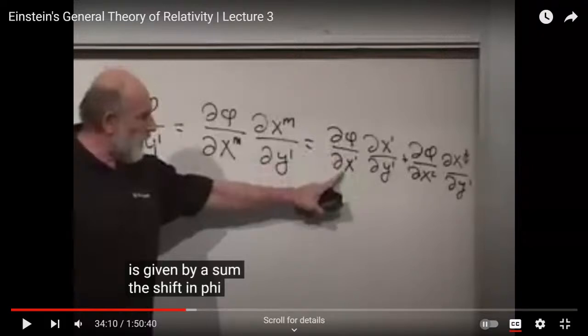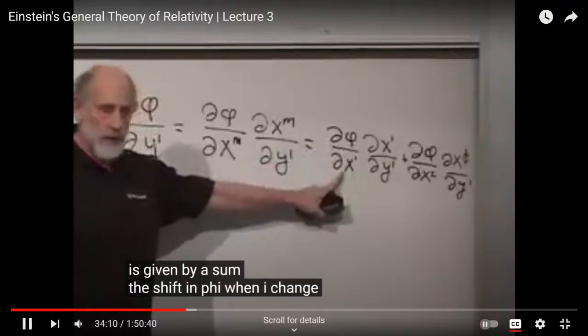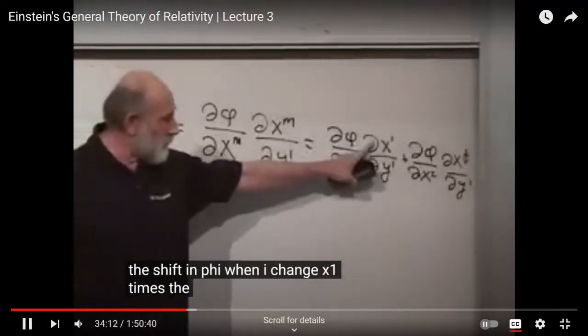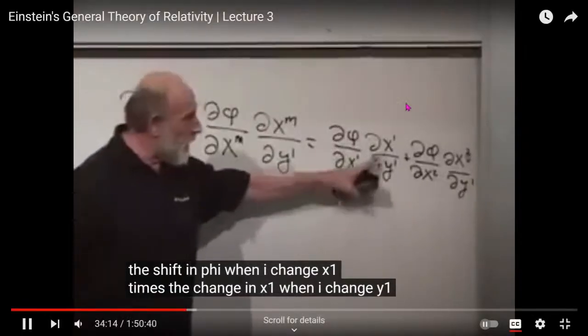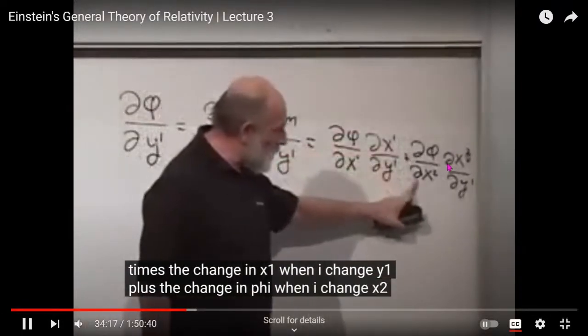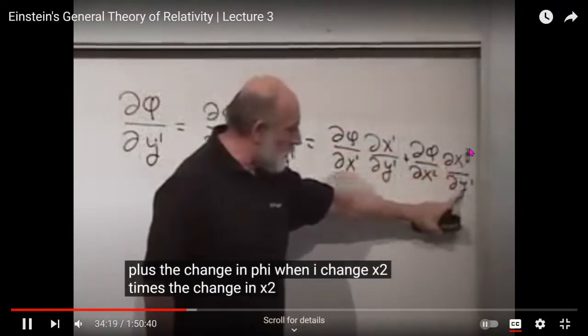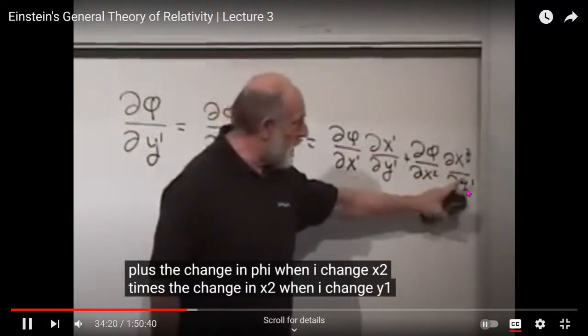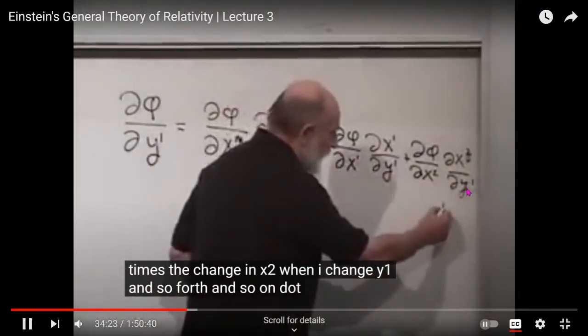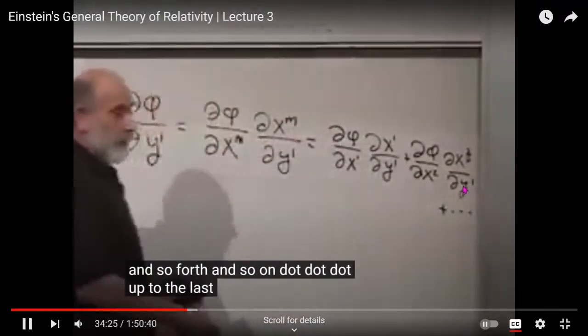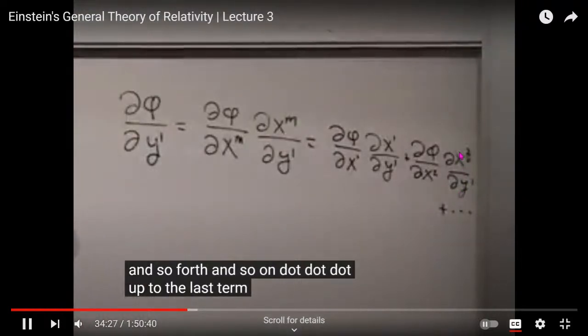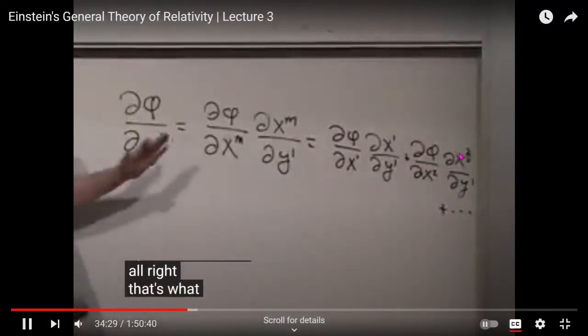All right, let's continue. The change in phi when I change x1 times the change in x1 when I change y1, plus the change in phi when I change x2 times the change in x2 when I change y1, and so forth and so on, up to the last term. Yeah, makes sense. All right. That's what this means.